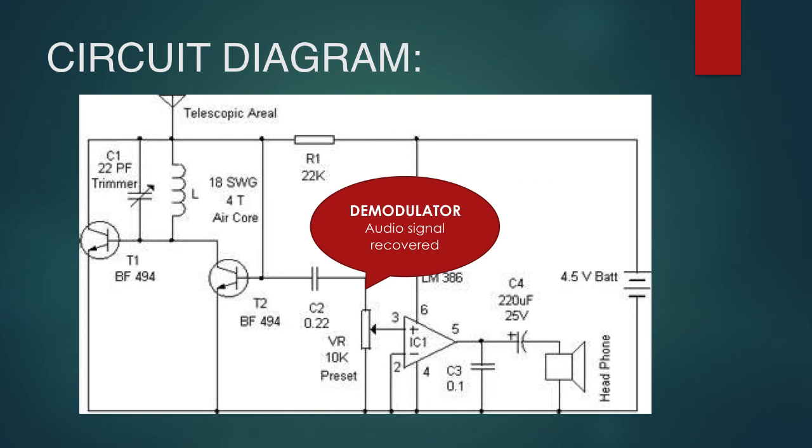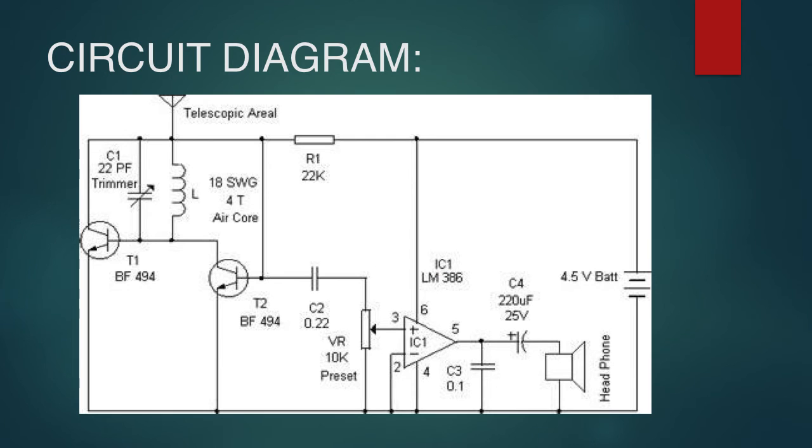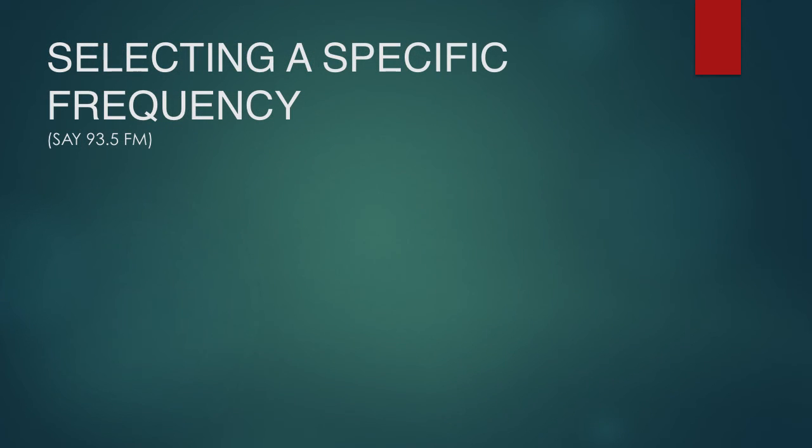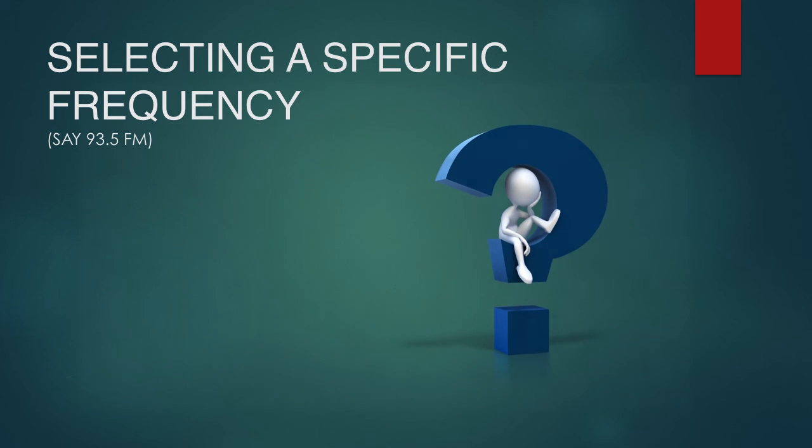Demodulator: C2 and VR act as the demodulator. It extracts the audio from the signals, which is then amplified through the op-amp. But how would one select a specific frequency? Which component is most important for this purpose? That's the question in our mind.